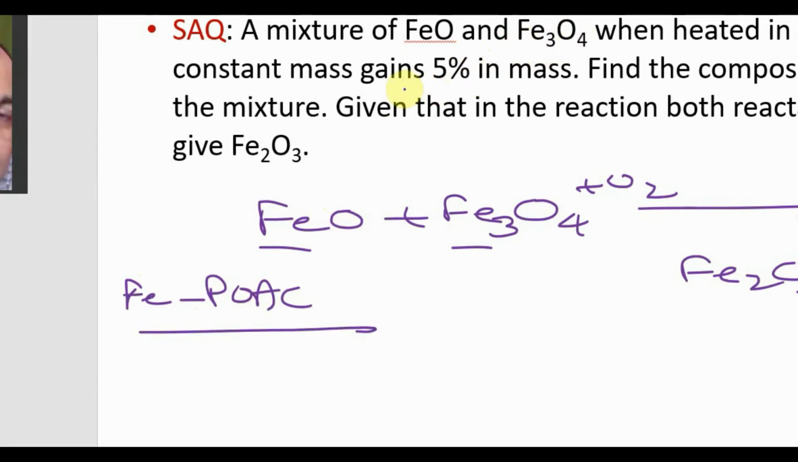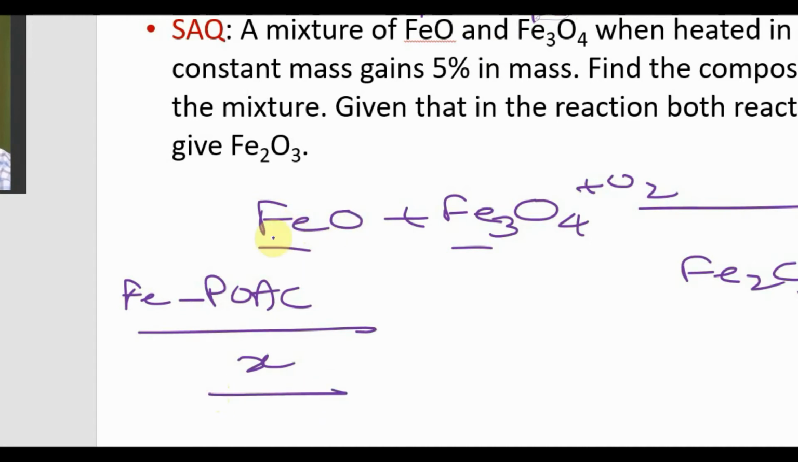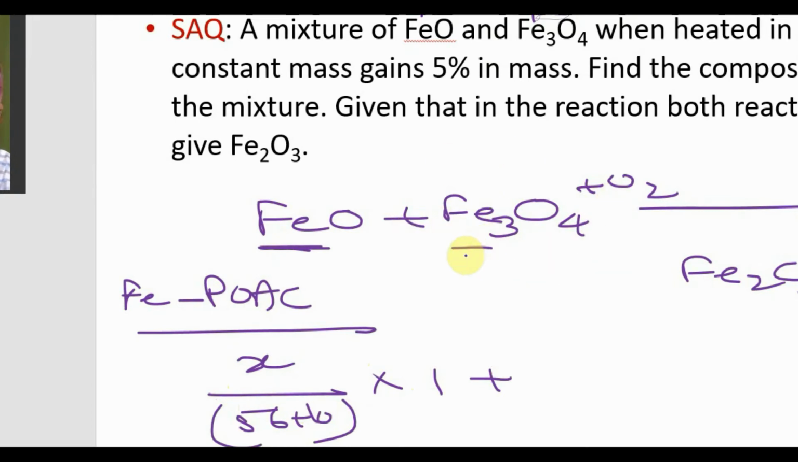Supposing we take 100 grams. Let us analyze. It is sometimes easier to take 100 as the total mass if you are following a percentage analysis. So out of 100 grams, supposing X is this, and 100 minus X is this. So the number of moles of FeO is X by its molecular mass, that is 56 plus 16, into 1, because there is one atom, plus the number of moles of Fe3O4, which is the mass 100 minus X divided by its molecular mass.